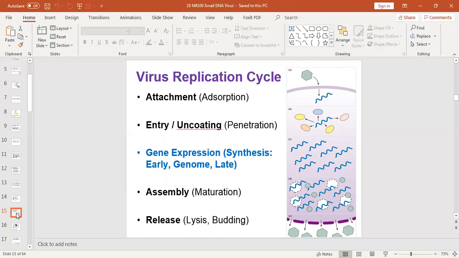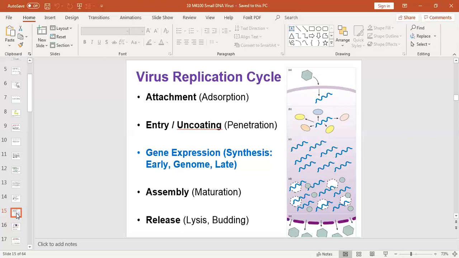Then we have gene expression and protein synthesis. This step is divided into 3 stages: early gene expression, early proteins, usually non-structural proteins, enzymes required for the next step, which is genome replication, and late gene expression results in the production of mainly structural proteins. So here we have capsid proteins and a lot of genome. These two need, through specific interactions, to assemble or mature.